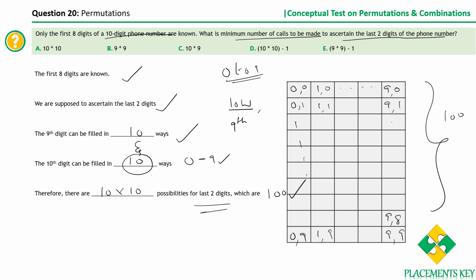Now think about it. Do we really have to call 100 times to ascertain the last two digits? Think about it.